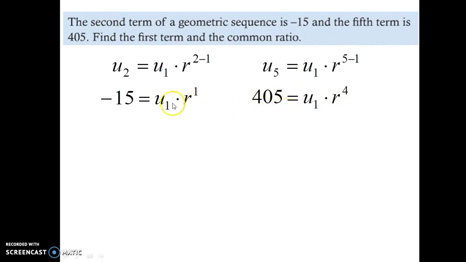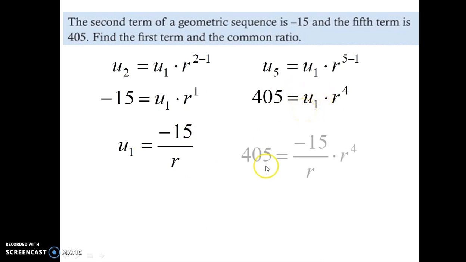So now we have this system of equations. This is different than most systems we see, which have plus and minus signs. We have multiplying here, but we can use substitution to solve it. I'm going to take this equation and solve for u1. So when I solve for u1, I divide by r on this side, so I have negative 15 over r. I got rid of the 1 there because it's just r. Now this u1, I'm going to substitute for this u1 here.